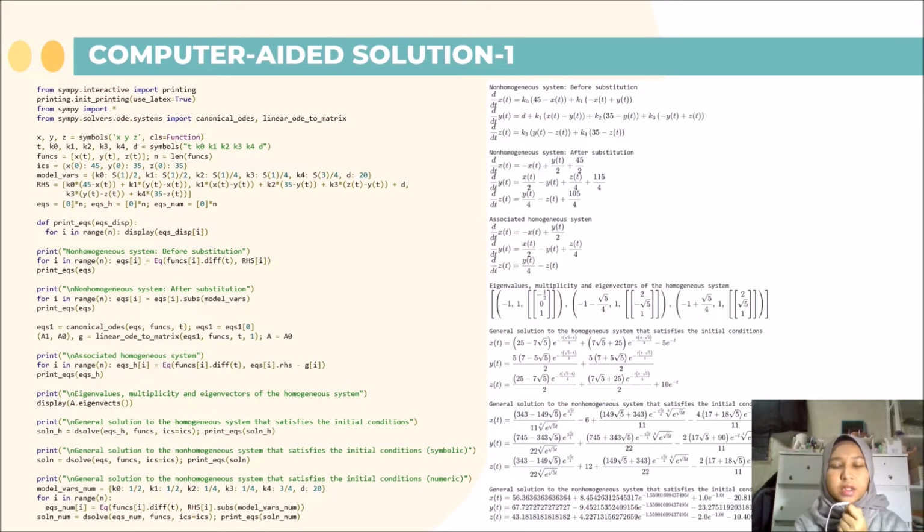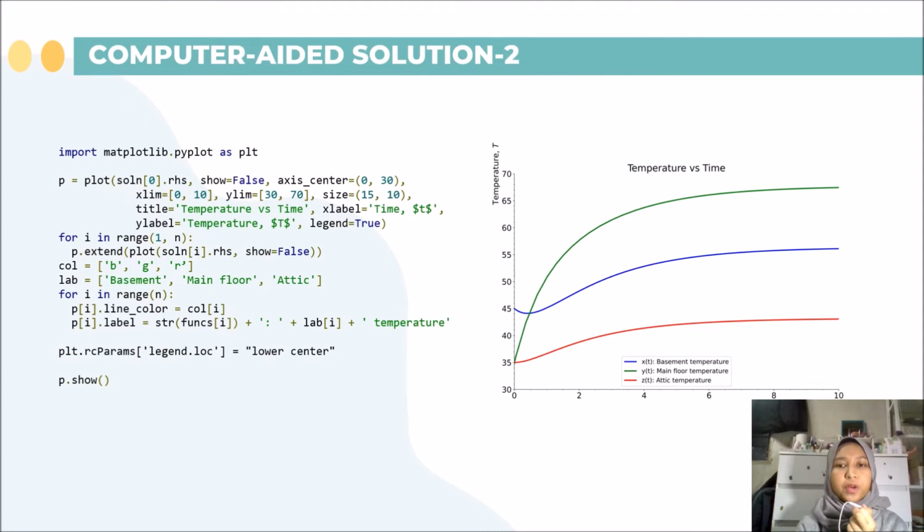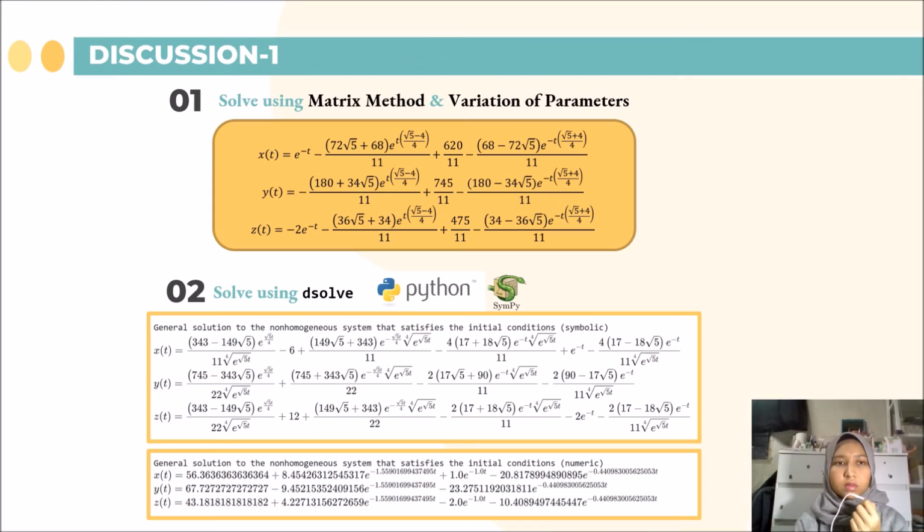For the computer-aided solution, we have to import the functions that we will use and then declare all the variables that we will use. First, we print the non-homogeneous system before and after the substitution and find the eigenvalues and eigenvectors for the homogeneous system. And we find the general solution to the homogeneous system and the general solution to the non-homogeneous system that satisfies the initial conditions. Then we plot the graph of temperature versus time. By comparing both methods, we got the same answer for the general solution.